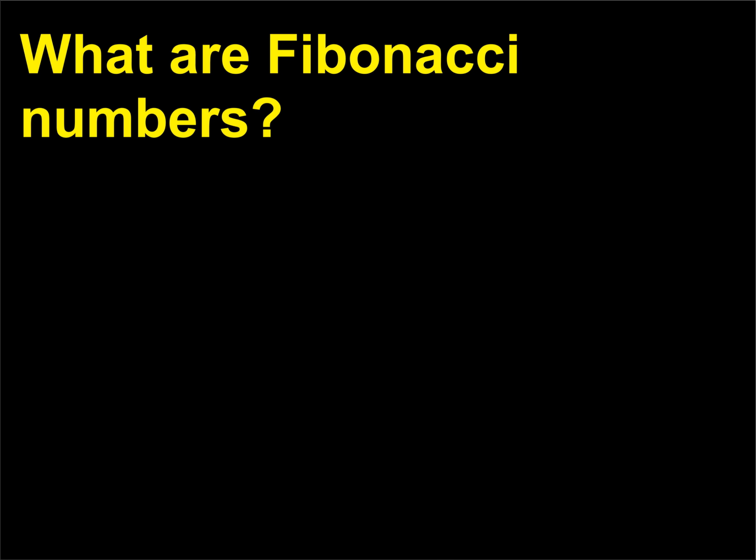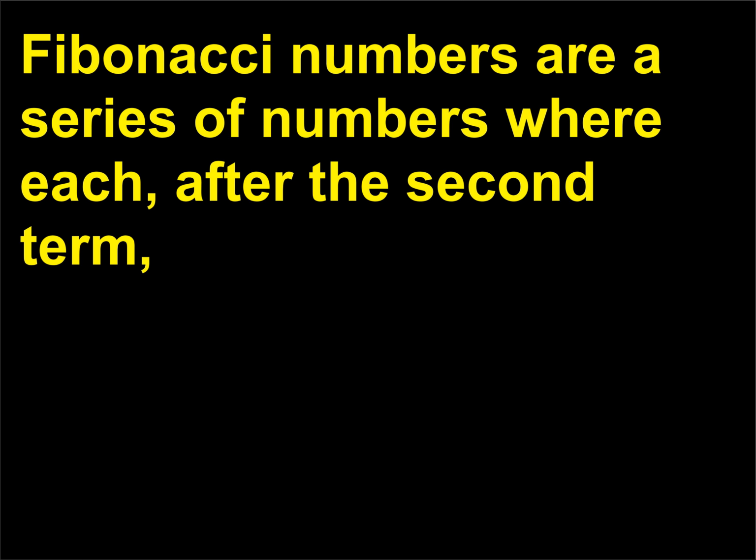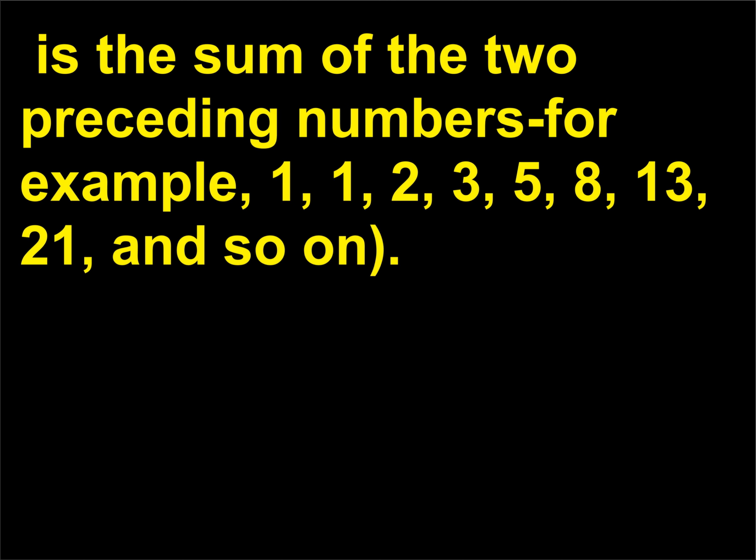What are Fibonacci numbers? Fibonacci numbers are a series of numbers where each, after the second term, is the sum of the two preceding numbers, for example, 1, 1, 2, 3, 5, 8, 13, 21, and so on.